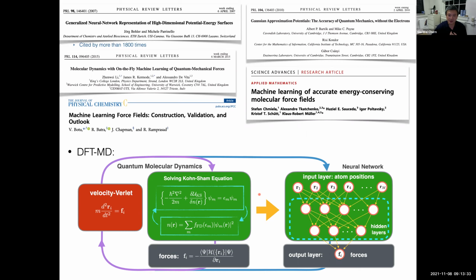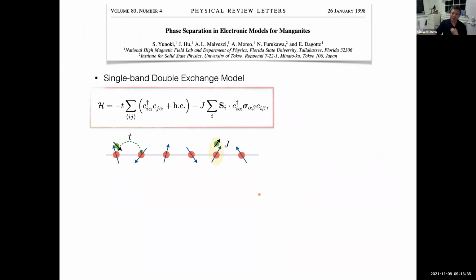And in this work, our main goal is to apply this idea of deep learning neural network potential to well-known lattice models in condensed matter systems. So the first example is the phase separation in these manganites. And perhaps the simplest model which can exhibit this phase separation phenomenon is this single band double exchange model.